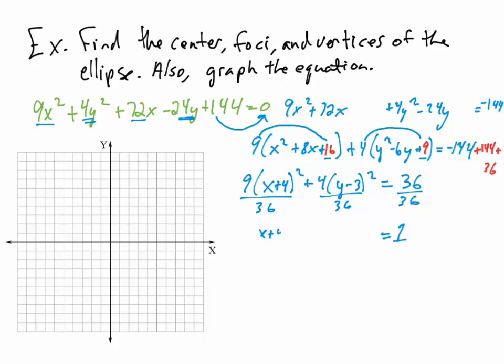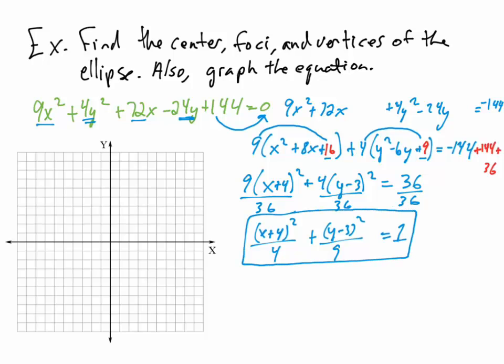So I get x plus 4 squared divided by 4, 9 over 36, plus y minus 3 squared, 4 over 36, I get 1/9. So now we have the equation in standard form. Looking at this, whichever denominator is larger tells us what the a squared value is. So 9 is a squared, 4 is b squared. And because a squared is under the y term, we again have a vertical orientation here.